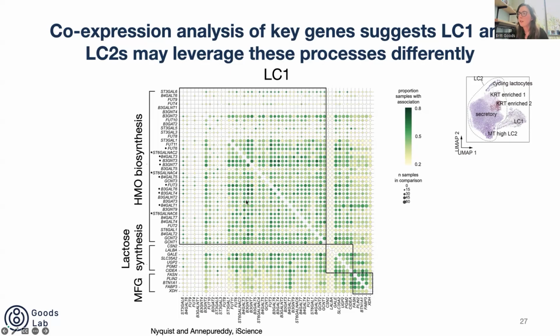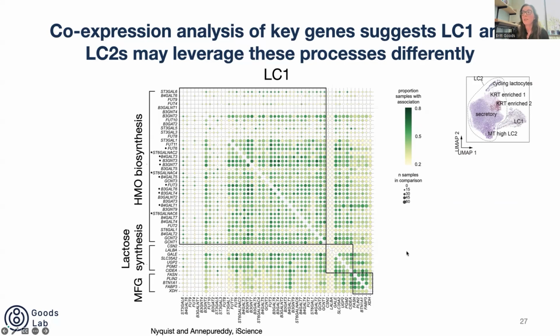And so what you can see, so something like, for example, that's really this dark green would be highly correlated, but then also, since the circle is very big, it's present in a lot of the samples that we were able to have in this data set. So this plot tells you a lot about the variability in these data sets as well as the co-expression at the same time. And so what you can see is that in our LC1 cells, and here I've sort of annotated our HMO biosynthesis or our lactose synthesis or our milk fat globules, you can see that there are some modules of genes that are sort of co-expressed across many samples in these data.